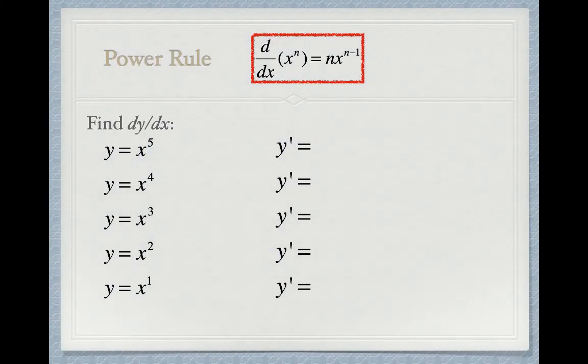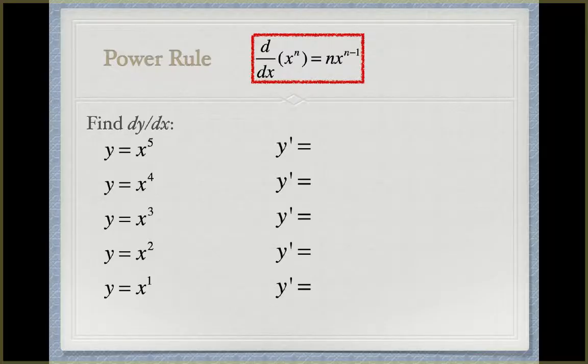So the first one we're going to look at is the power rule. And it says the derivative with respect to x of x to the nth power is n times x raised to the n minus 1 power. So with the power rule, what we do is we take the exponent, bring it out front, and then subtract 1 off of the exponent.